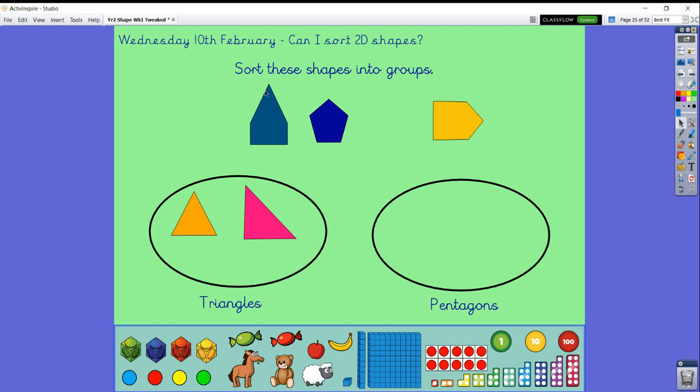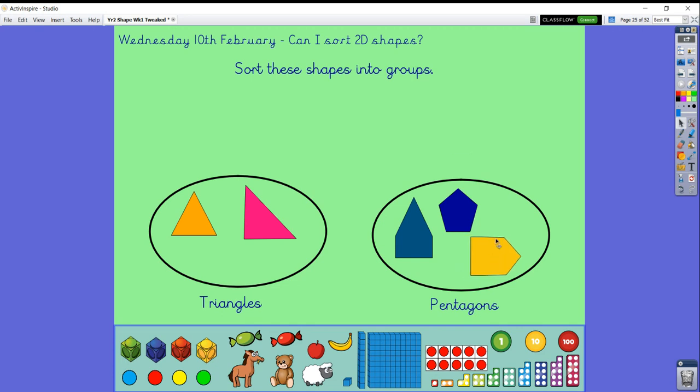So I'm going to make sure and check, just in case there's a sneaky one. 1, 2, 3, 4, 5. So this is a pentagon. Doesn't look like a regular pentagon, but it is still a pentagon with 5 vertices and 5 sides. And we've got 1, 2, 3, 4, 5. Here we go. There's another pentagon. And 1, 2, 3, 4, 5.